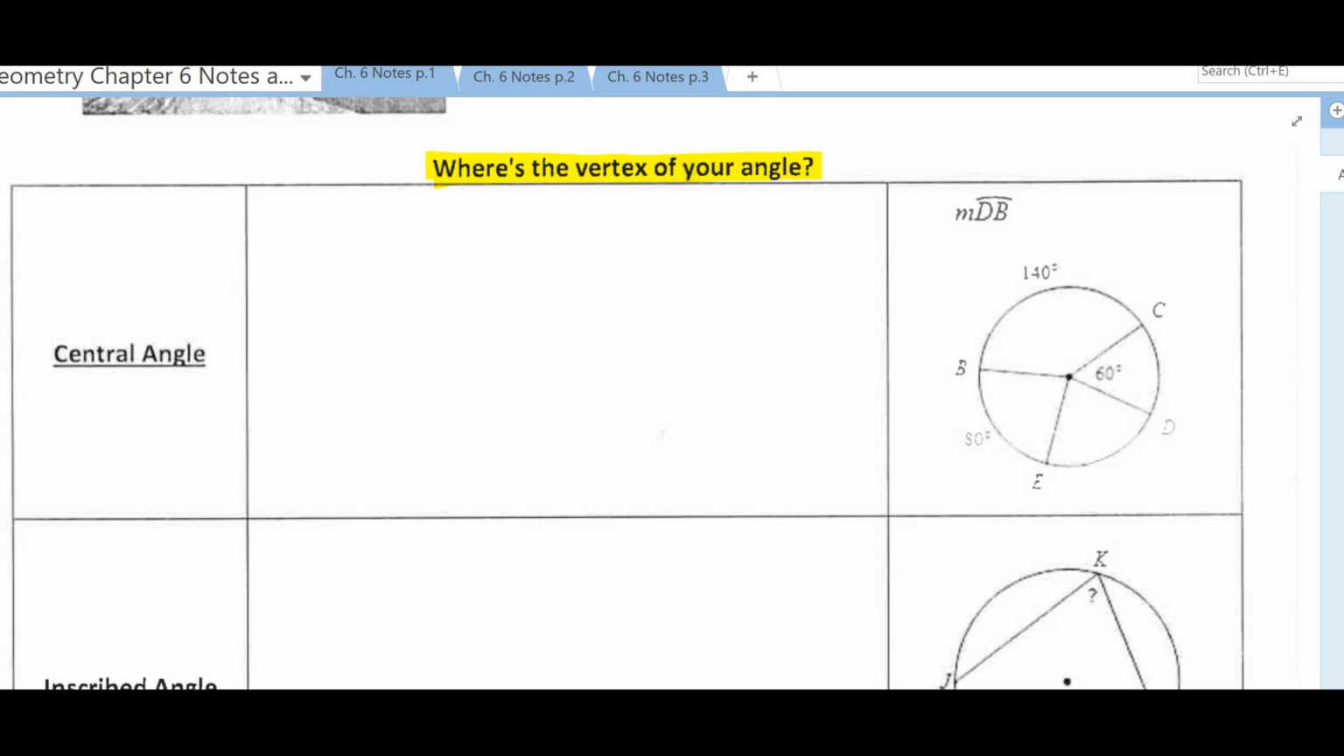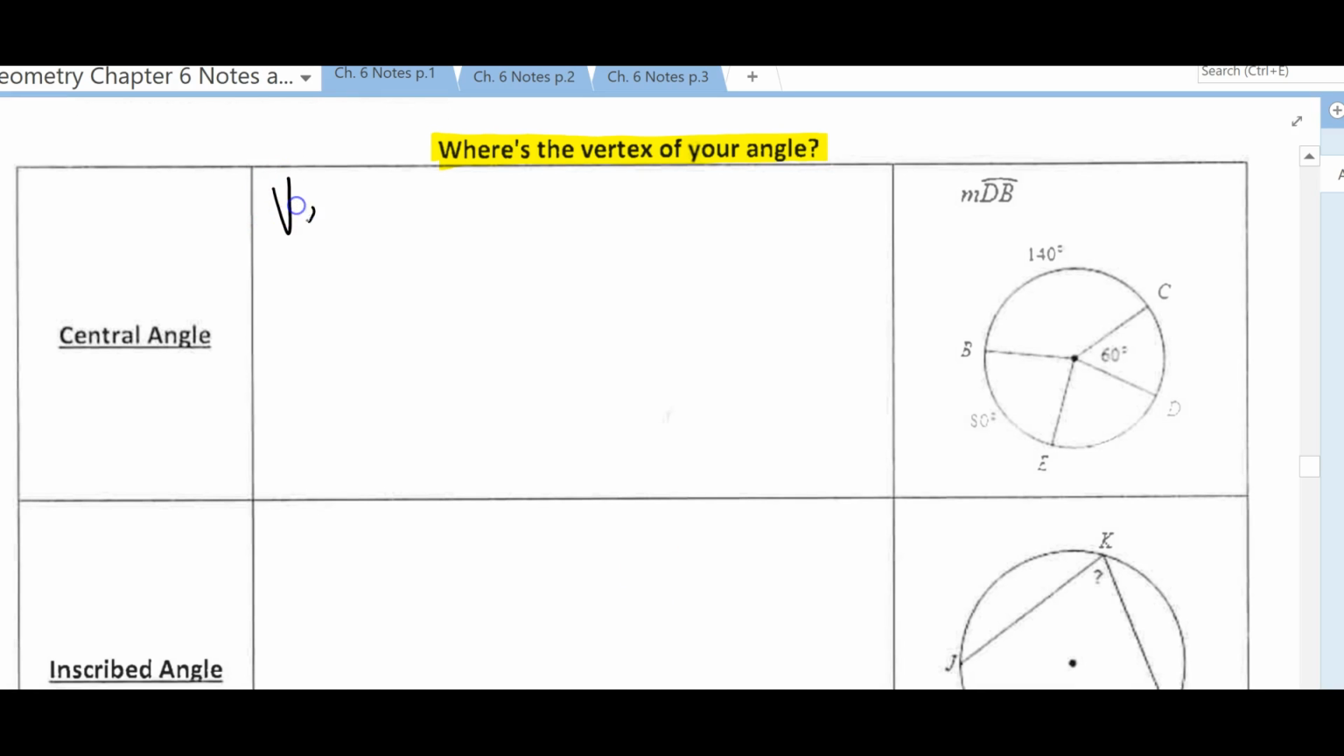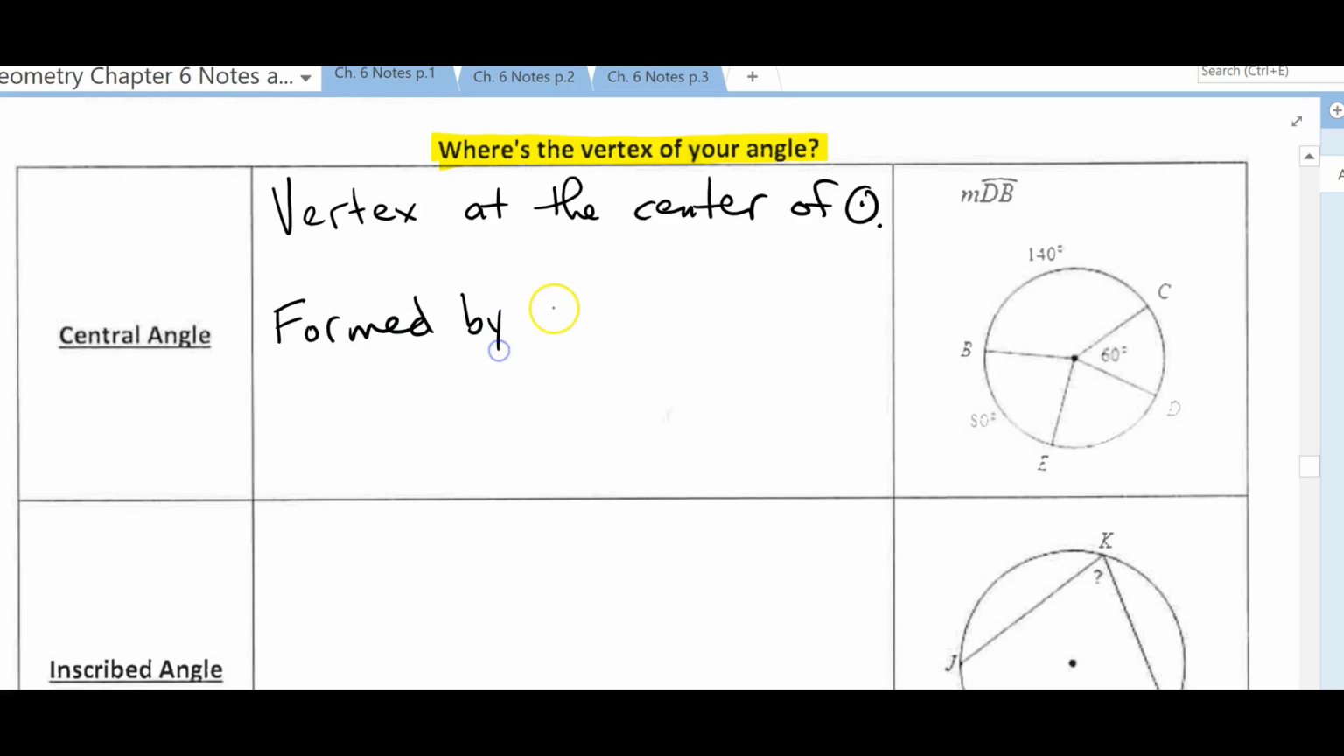So let's go ahead and talk about something that we know already. We've been working with central angles. So central angle has a vertex at the center of the circle. All right, and we know that the central angle is formed by two radii. Remember, radii is the plural of radius.